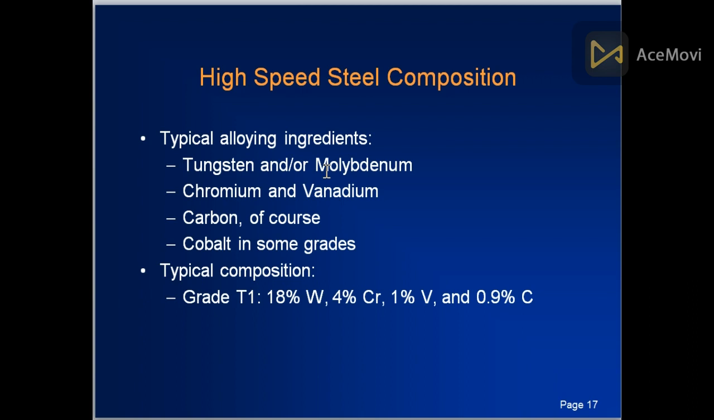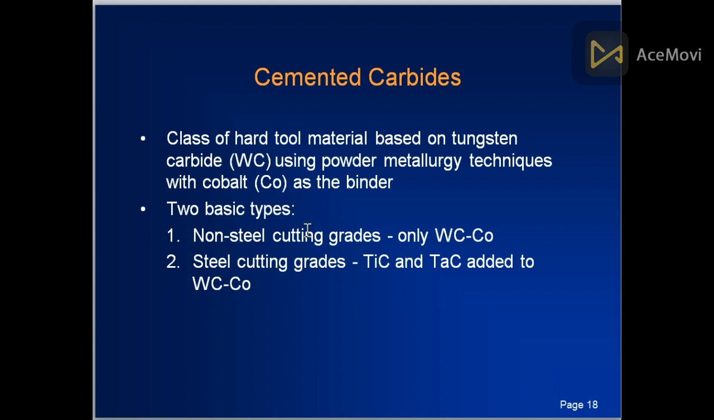High-speed steel composition. Typically the alloying ingredients are tungsten, chromium and vanadium, and carbon and cobalt in some grades. Typical composition of grade T1: 18% tungsten, 4% chromium, 1% vanadium, and 0.9% carbon. This is, for example, the example. Cemented carbides are a class of hard tool material based on tungsten carbide (WC), using powder metallurgy techniques with cobalt (Co) as the binder. Two basic types: non-steel cutting grades with only WC and cobalt, and steel cutting grades with TiC and TaC added to WC. These are some kinds of compounds.